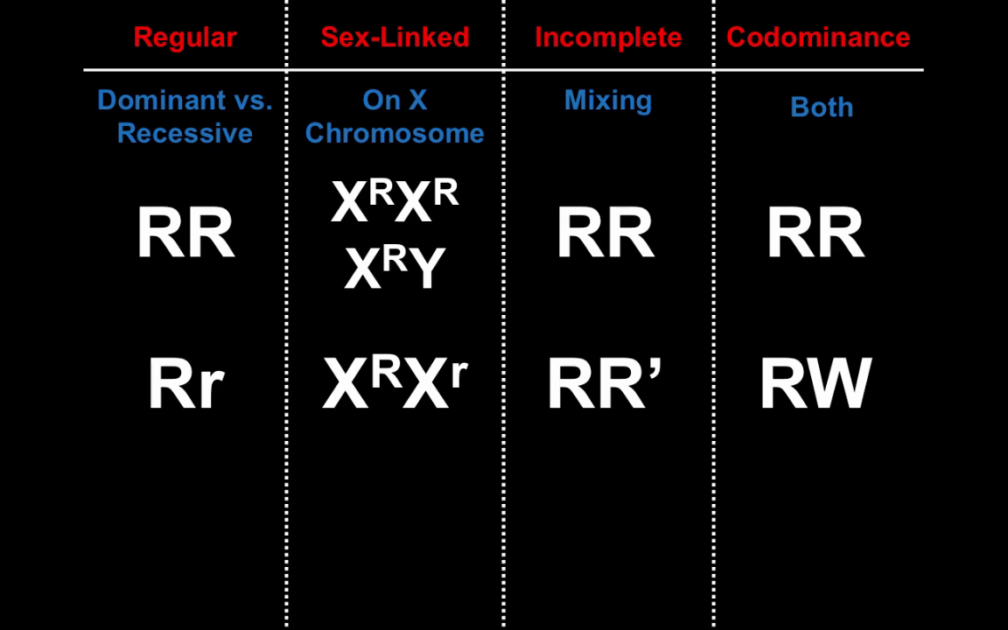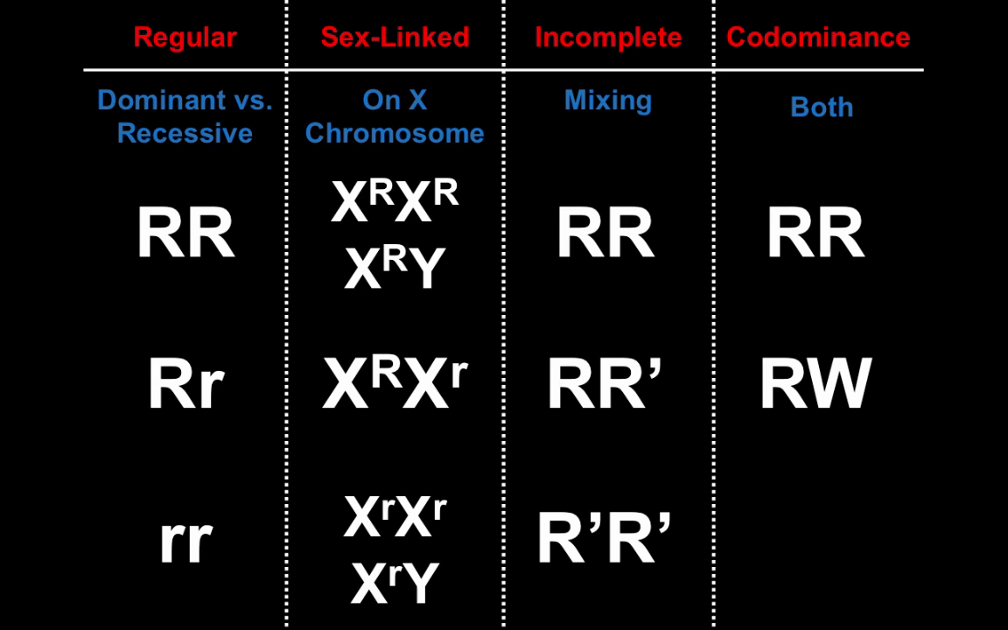In regular, the homozygous recessive would be little r. Sex-linked works the same way, except again, we have that difference between males and females. In incomplete, nothing is really recessive, it's just that the other allele would be R prime, R prime. And in codominance, the other allele would be the other letter, so like big W, big W. Those are the genotypes for the different types of inheritance.